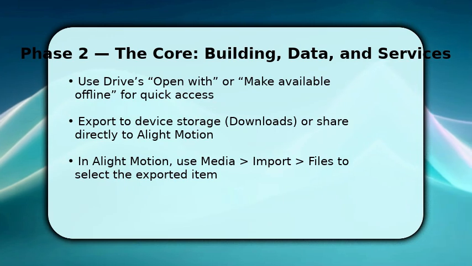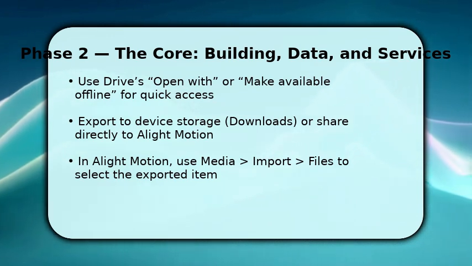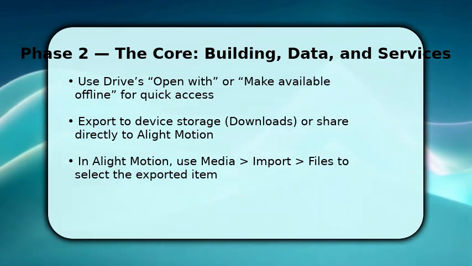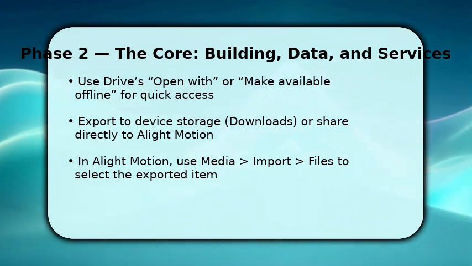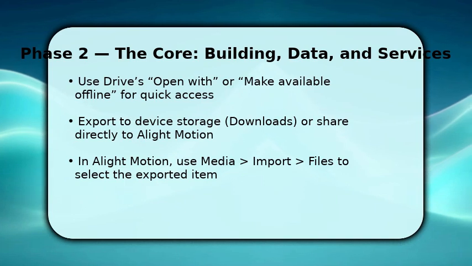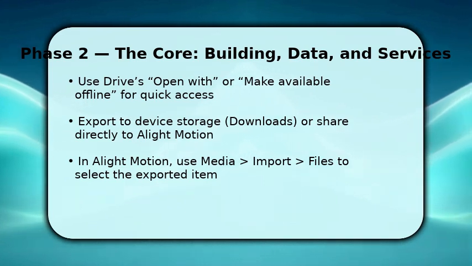Then open Alight Motion, go to Media, choose Import and pick Files, navigate to Downloads or the folder you saved to. This ensures the app reads the file correctly. Make sure formats are supported, like MP4, PNG, WAV.